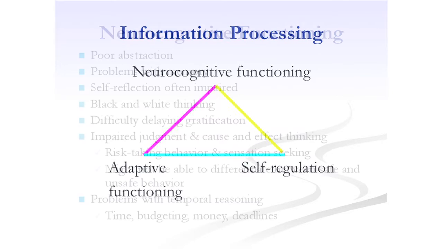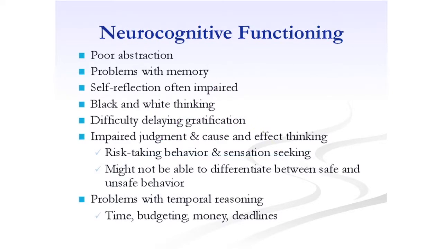You can see how all of these changes are guided through information processing as the adolescent figures out who he or she is. So now let's look at the adolescent who was prenatally alcohol exposed, going through all of the normal changes we just talked about, but viewing it through a lens of the deficits that alcohol exposed adolescents suffer. The first is in the area of neurocognitive functioning. There's poor abstraction and problems with memory. Self reflection is often impaired, and thinking becomes very black and white. Things are right or wrong, with no in between.